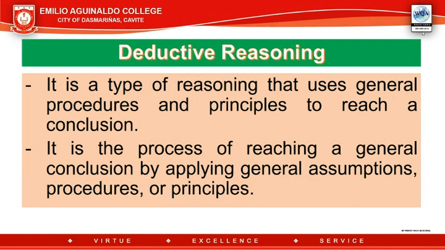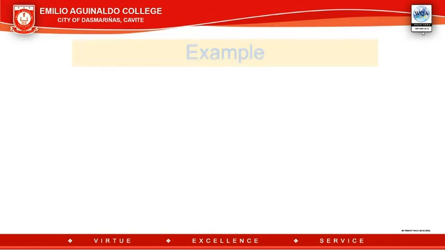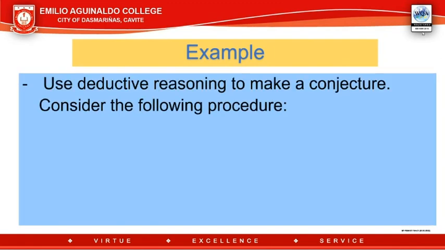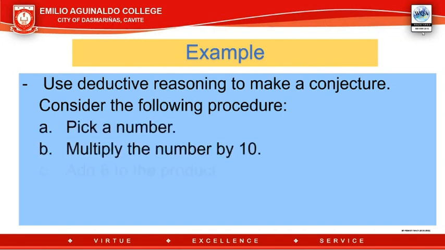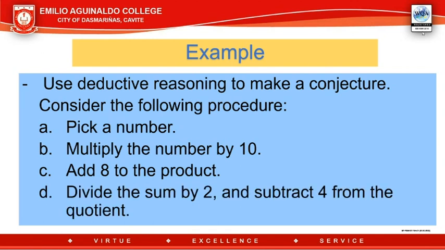So what is the difference between deductive and inductive reasoning? Inductive reasoning is just about observation. When it comes to deductive reasoning, we follow a certain procedure. Just like this example: use deductive reasoning to make a conjecture. Consider the following procedure. Pick a number, multiply the number by 10, add 8 to the product, divide the sum by 2, and subtract 4 from the quotient. This is an example of deductive reasoning since we follow a certain procedure.